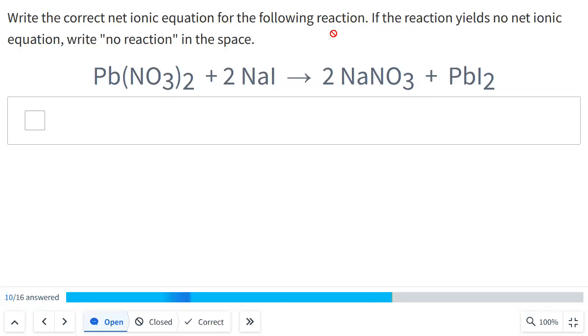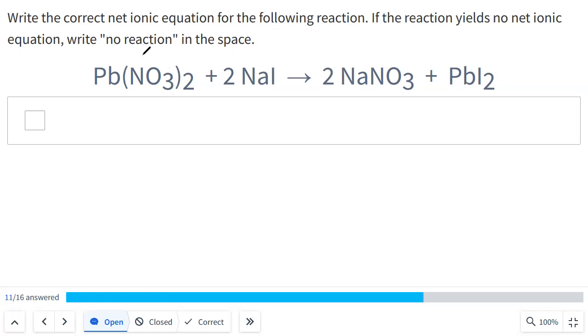All right, so one thing to keep in mind here, we're looking for the net ionic equation. Now to get there, we might have to do the ionic equation along the way. So as we're going here, we would need to go through the process.